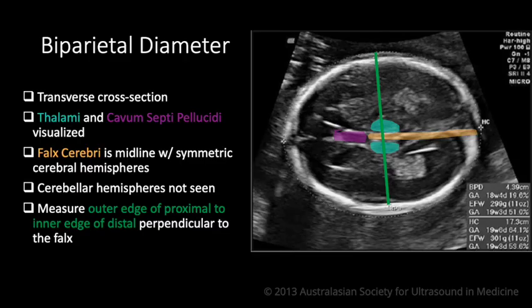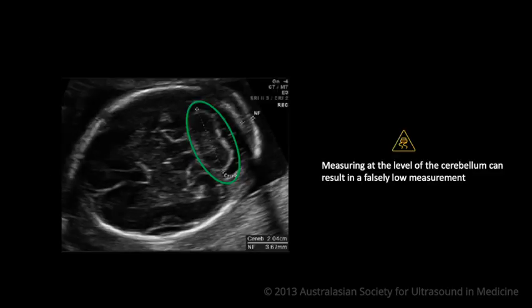Now, this shows an example of measuring too low. So here we can see the sort of figure 8 shaped or the bilobed cerebellum. And this results in a falsely low measurement, so we can underdate our pregnancies if we take our measurement here.